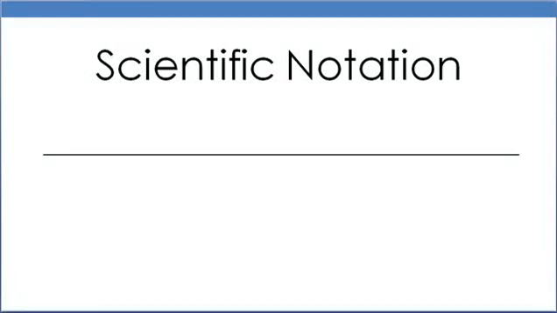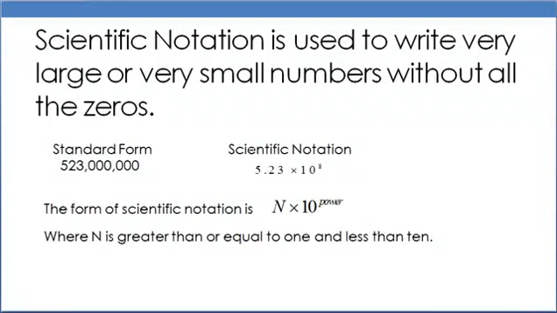Scientific notation. Scientific notation is used to write very large numbers or very small numbers without all the zeros. For example, in standard form, we have 523 million, or in scientific notation, we have 5.23 times 10 to the 8th power.